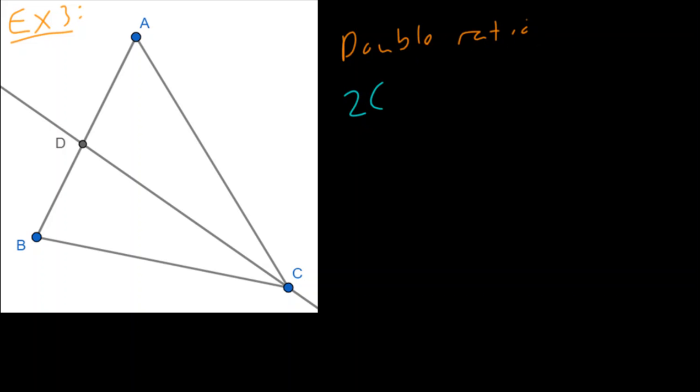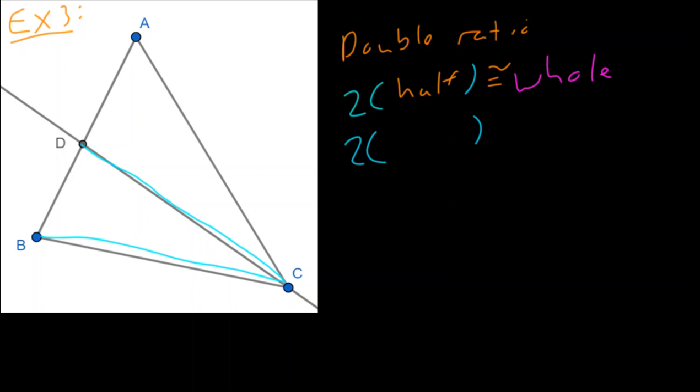We'll say that 2 times the half is of course congruent to the whole. So what would this look like in terms of here? Well, we could say that 2 times, and what's our half? Well, let's pick BCD. Angle BCD is of course congruent to the whole thing, which of course we know is BCA.